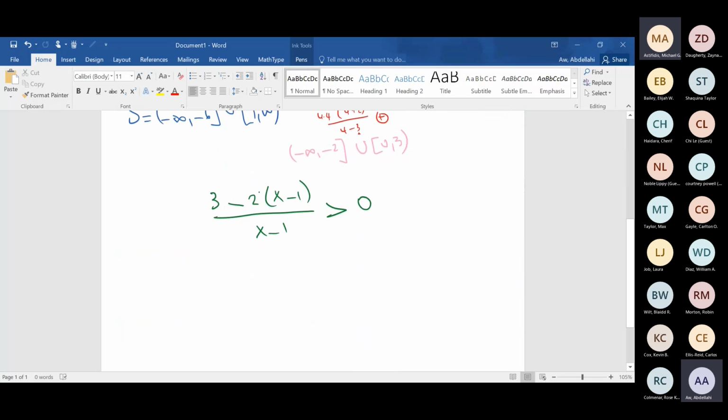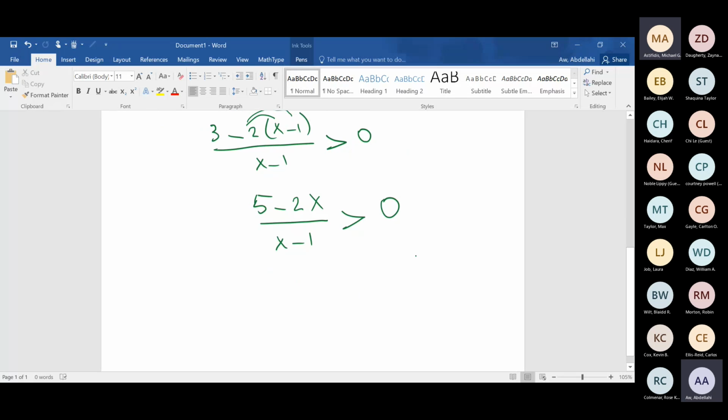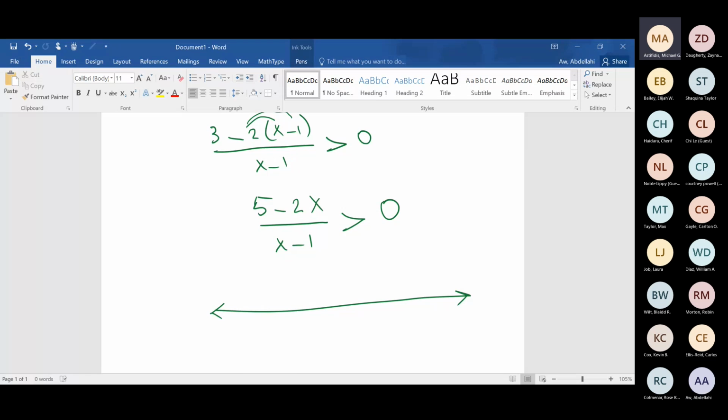Now I distribute, I get -2x plus 2. So it's going to be 5 minus 2x over x minus 1 greater than 0. All right, everybody? Now we get something that we recognize. Now we can do this. How many zeros will we have? 2. We'll have 2 zeros, right?